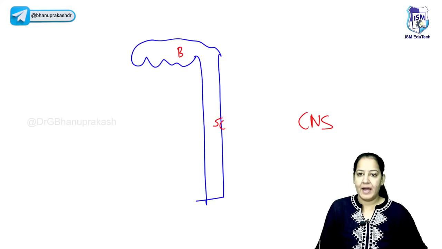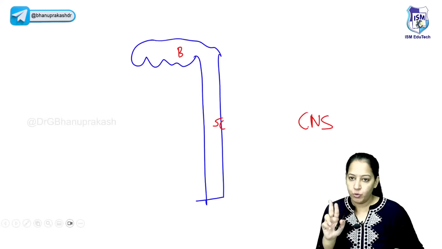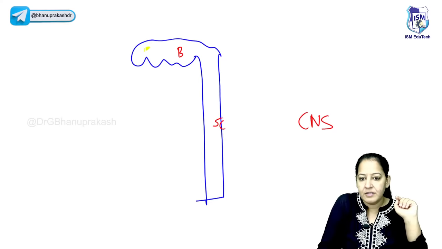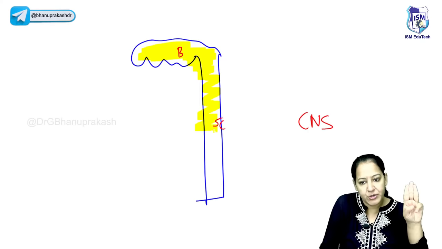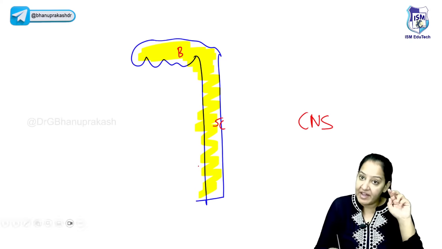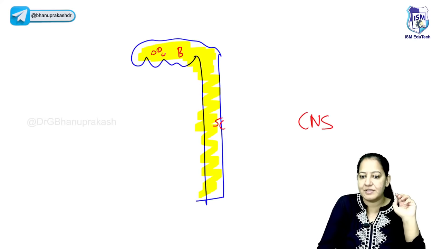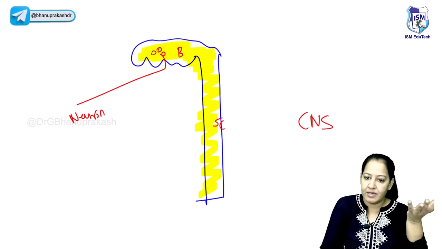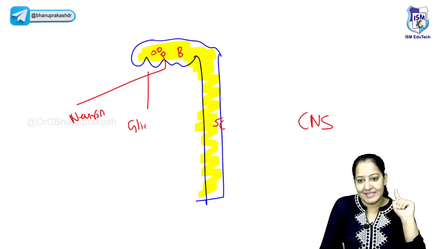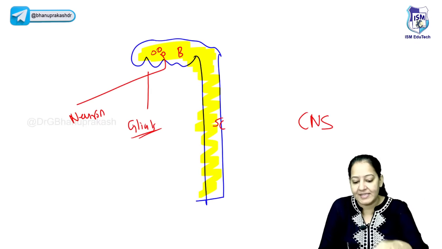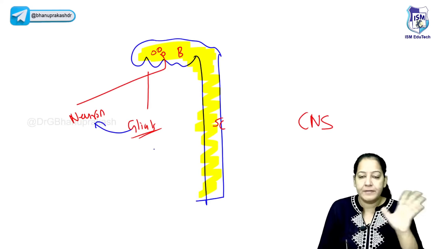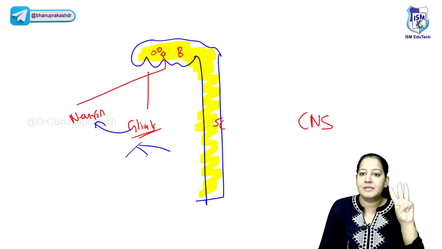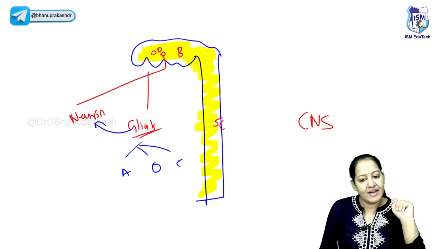Okay. Now in the brain and the spinal cord, we have 2 types of things. Number 1, the parenchyma. This is the parenchyma of the brain and the spinal cord. It is made up of 3 types of cells. What are the 3 types of cells present here? Number 1, the neurons, the main cell. The main cell of the brain and the spinal cord is the neuron. Number 2, glial cells. Glial cells are the supporting cells. These are the cells which support the neuron. They don't transmit the signal like neurons, but they support the neuron. These are of 3 types: astrocyte, oligodendrocyte, and ependymal cell.